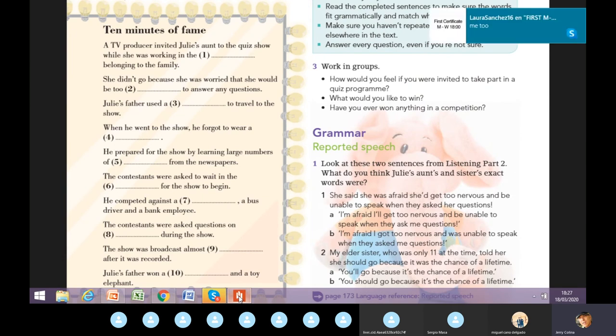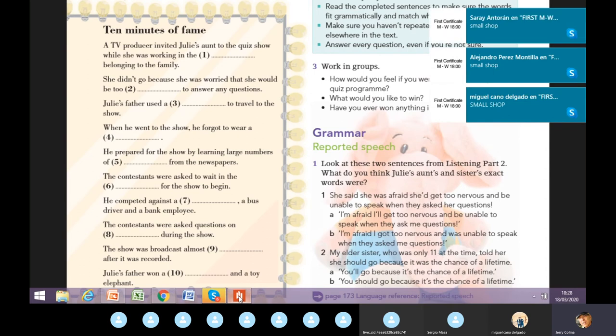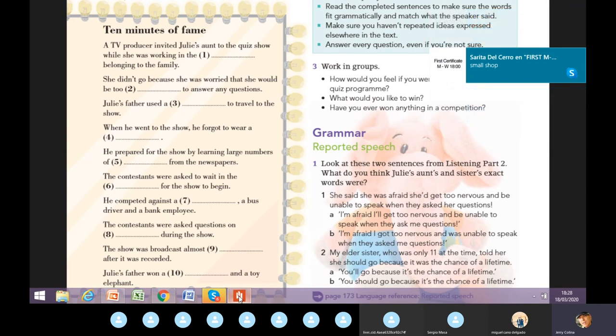Laura finished too. So it says, ten minutes of fame. A TV producer invited Julie's aunt to the quiz show while she was working in the blank belonging to the family. In the what? What is your answer? Shop for Rosie. Small shop for Alex, small shop for Mike. Sarah, I think it's small shop. Yes, small shop, Sarah. And they are correct.